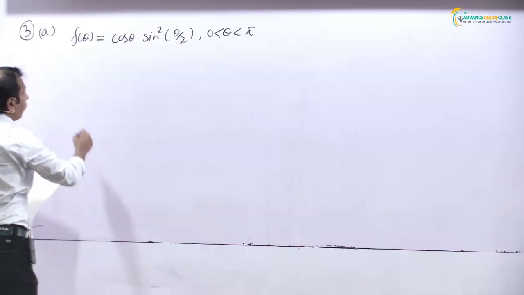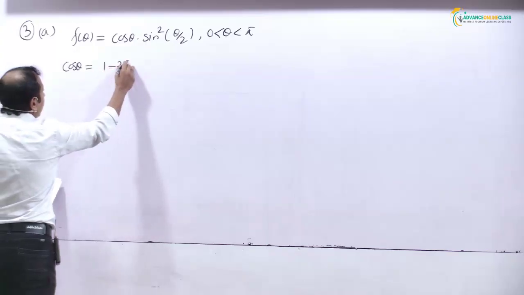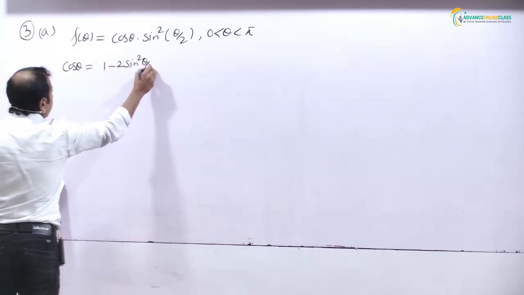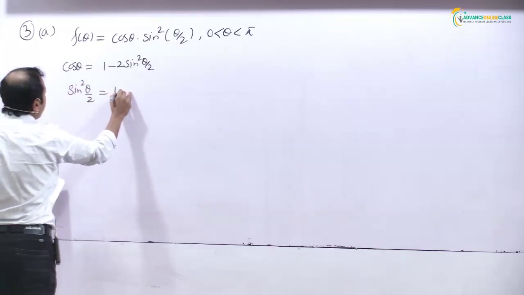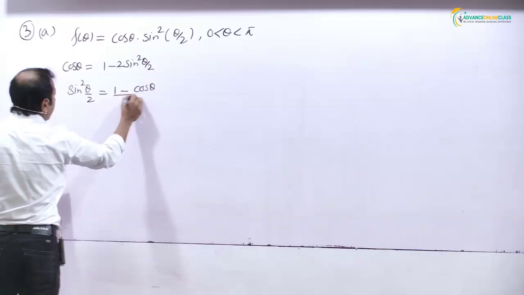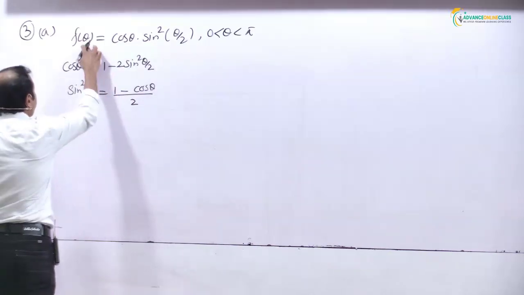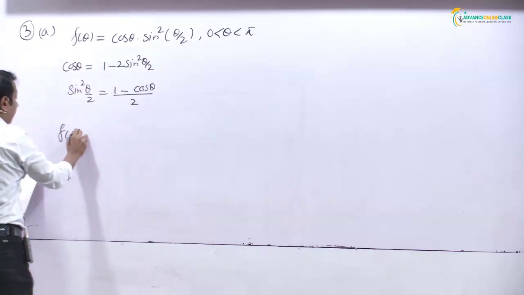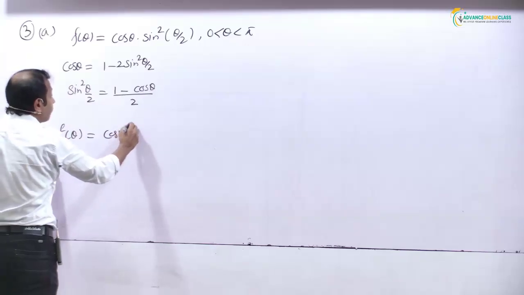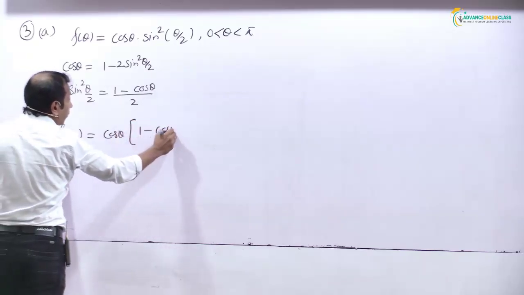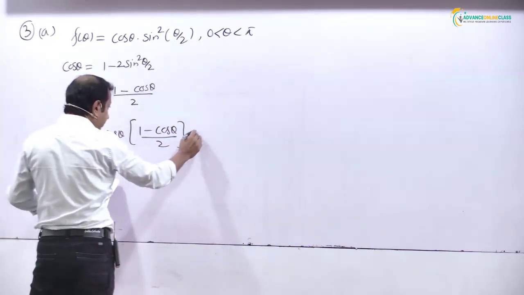We know the half angle formula. We can write for sin square theta by 2 this: 1 minus cos theta by 2. All right. So then we can substitute for this cos theta, 1 minus cos theta by 2. 5 marks.